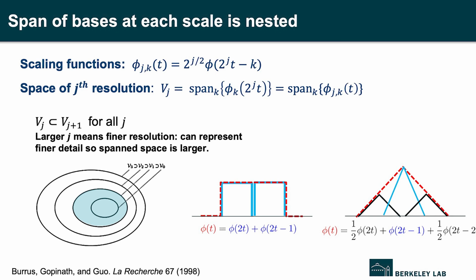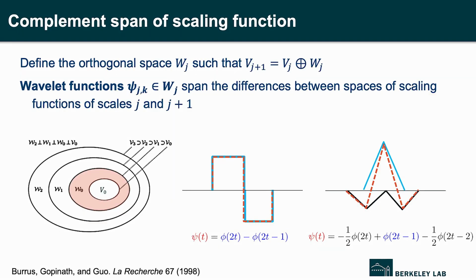Now that we have nestedness, we can also define an orthogonal space between the different resolution spaces. This is highlighted in the shaded red area. Again, in our simple example with rectangular basis functions, we have the same basis functions as before, but instead of adding them together, we're subtracting them. That's how we get what I call psi, and psi is called a wavelet function.